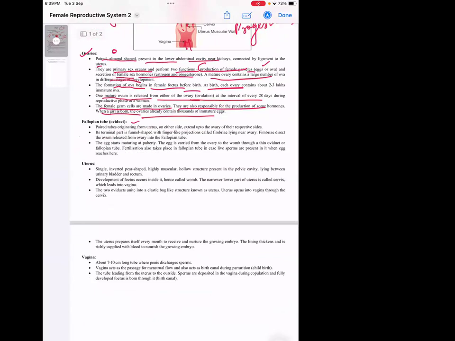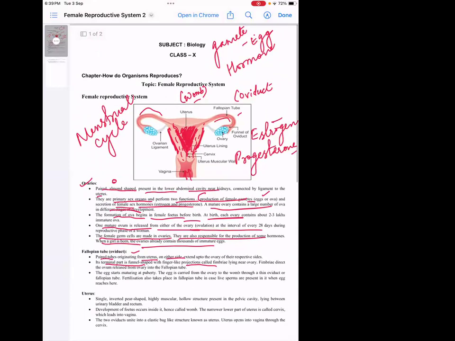Next one, the fallopian tube, which is called the oviduct. They are paired tubes. It means they are two in number, originating from the uterus on either side. Its terminal part is funnel shaped with finger-like projections called fimbriae. This end part, which looks like fingers, is called the fimbriae. Fimbriae direct the ovum released from the ovary into the fallopian tube. Now the fimbriae decide when they should release the egg. You can see in the picture that the fimbriae is holding the ovary, right? Inside the ovary, the egg will be there. They will decide when that egg has to be released or should not be released.